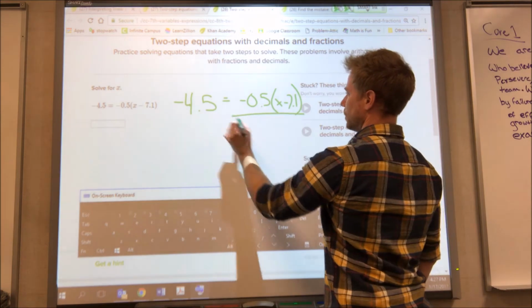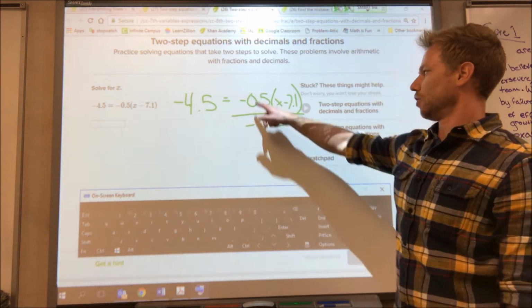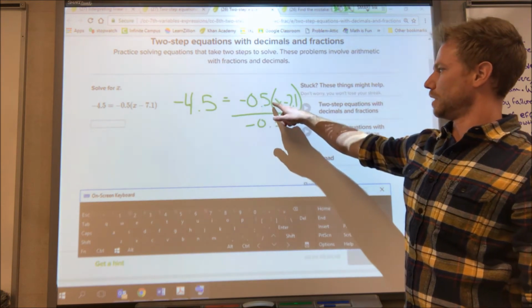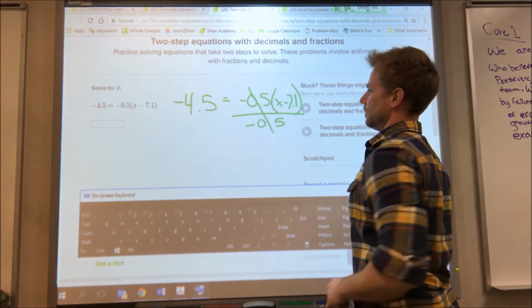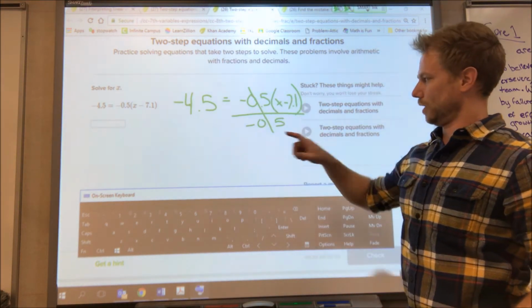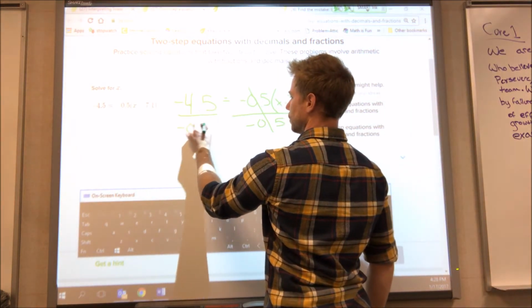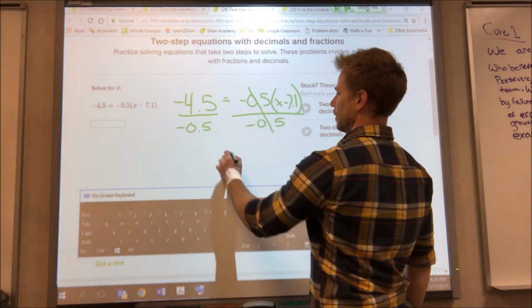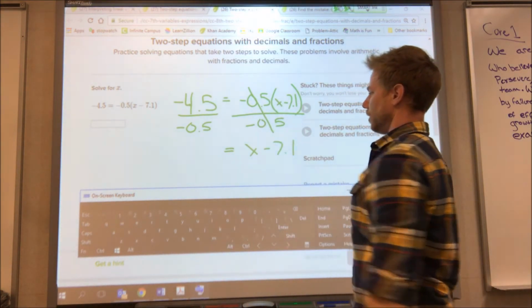So the opposite of what we see, I'm going to divide by negative 0.5, because that's what's being multiplied in front of the parentheses. On the right, that's just going to cancel, because anything divided by itself is 1, so that's going to turn into 1. What you do to one side, you have to do to the other side. So on the right, I'm left with x minus 7.1.